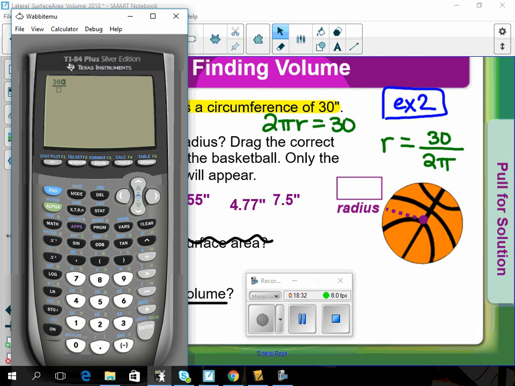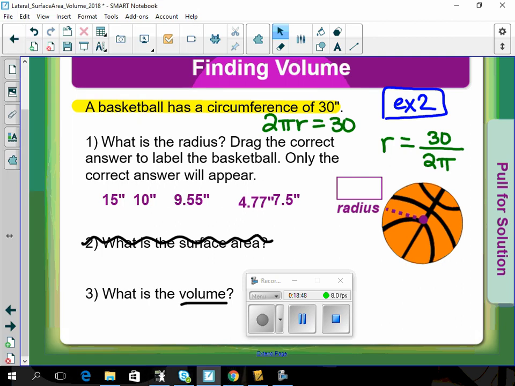So 30, and then on the denominator, we have 2 pi. So 30 divided by 2 pi is 4.77. Okay, so it's very important that you use your fraction there, or parentheses. So 4.77 is the radius. Great, that's what I needed, didn't I?